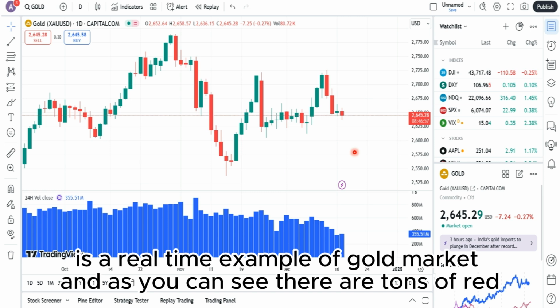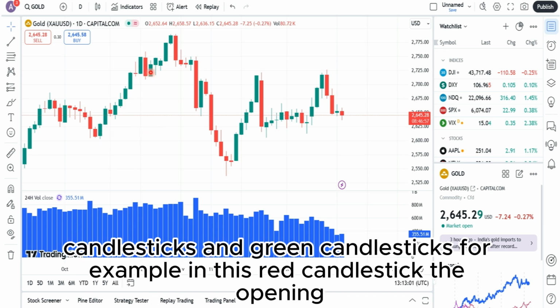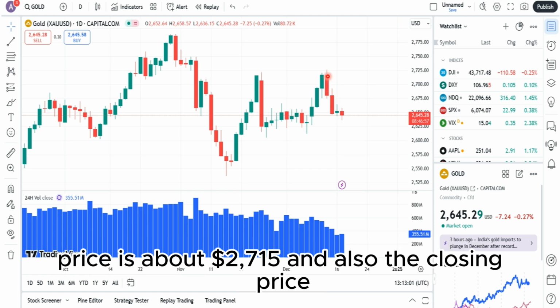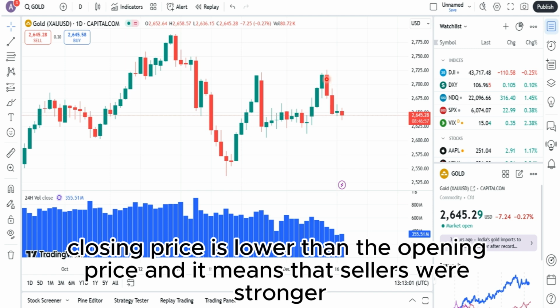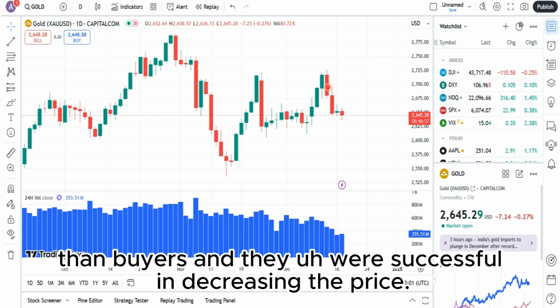This is a real-time example of the gold market, and as you can see, there are tons of red candlesticks and green candlesticks. For example, in this red candlestick, the opening price is about $2,715, and the closing price is about $2,680. And as you can see, the closing price is lower than the opening price, and it means that sellers were stronger than buyers, and they were successful in decreasing the price.